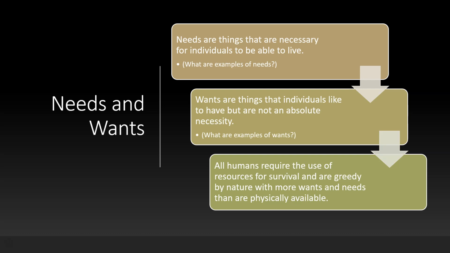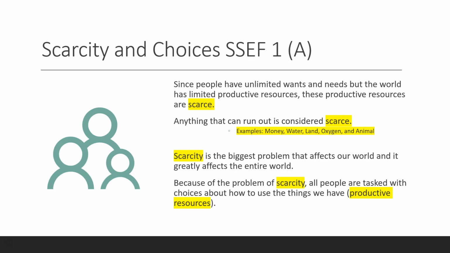Okay, good. Now, it's very important that you understand that all humans require the use of resources for survival. We've been given many of these resources already here on our earth. We're going to get into classifications, but it's very important that you understand all human beings are greedy by nature, and we all have more wants and needs than what are physically available. Okay, because of this, scarcity is what rules our world. It's the biggest problem that our world faces.